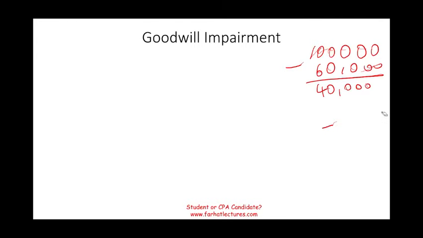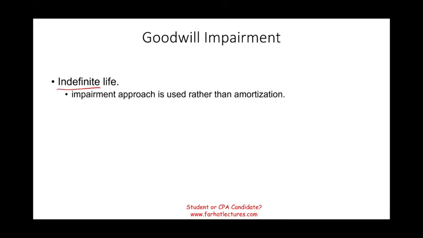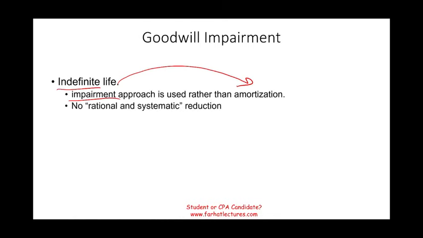Now this 25,000 sits on the books, but what do we have to do with it? Well, the first thing we do is consider that it has an indefinite life. And this is important. When we're dealing with goodwill and intangibles, it's very important to know that if something has an indefinite life, we don't do any amortization. If we don't do amortization, what we do is impairment. So we have to check to see if the value of that asset went down. There is no need for this rational and systematic reduction, like in depreciation or amortization. So we don't amortize, we don't depreciate. What we do is we're going to impair.